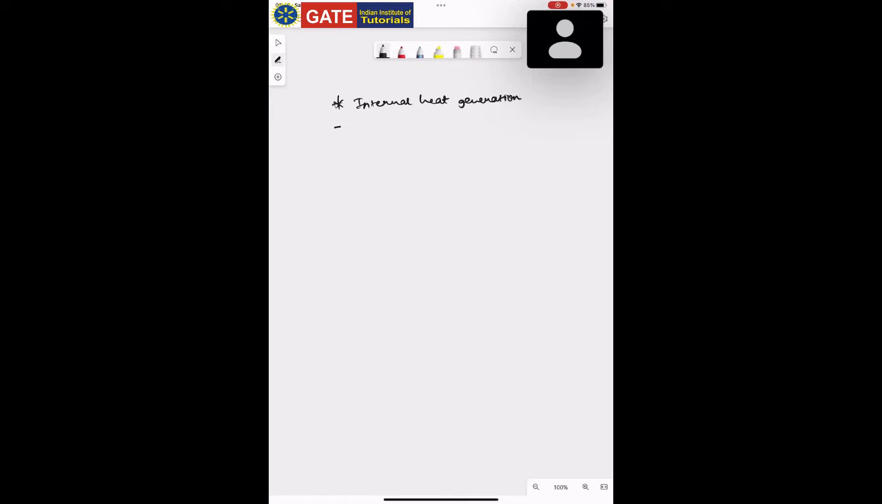Can you repeat the question, sir? What I asked is about this concept of heat conduction with the provision of internal heat generation. Do you happen to know any examples or applications which are already in use? Reactors. Reactors, internal heat generation might be there.